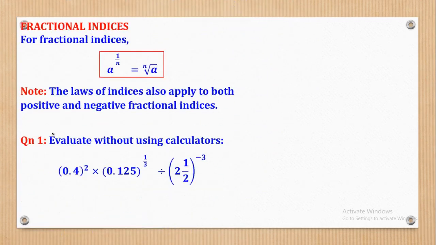So now let's deal with fractional indices. We have been dealing with indices which are whole numbers. What if they are fractions? As long as there's a fraction, it implies that if it is a to the power 1 over n, it is the same as the nth root of a. Therefore, if it is a to the power half, it implies square root of a.